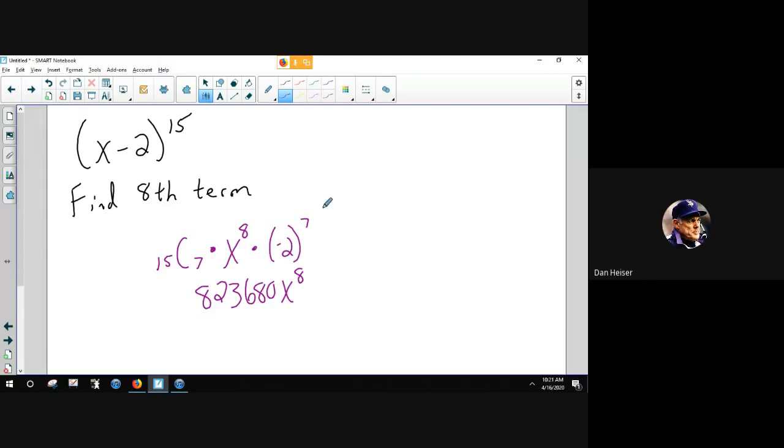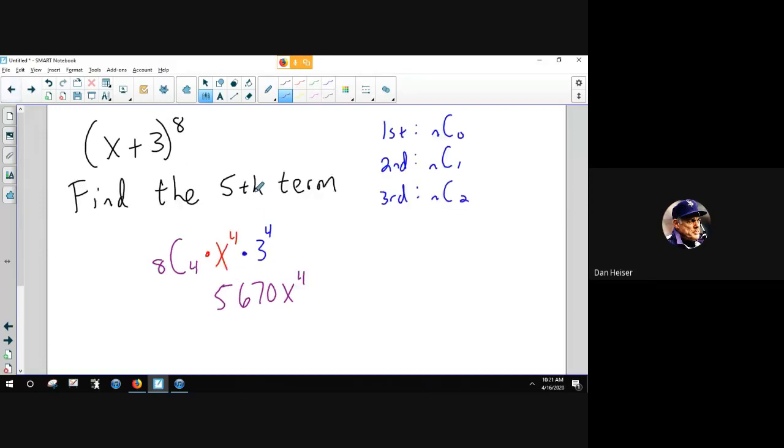One thing to be cautious of, 8th term does not mean x to the 8th. 5th term was not x to the 5th. Nor is it x to the 1 less. It's just x to whatever power is needed to bring these up to whatever this is.